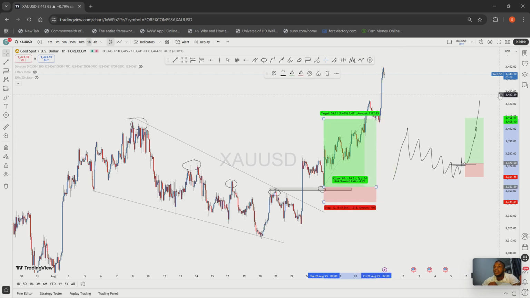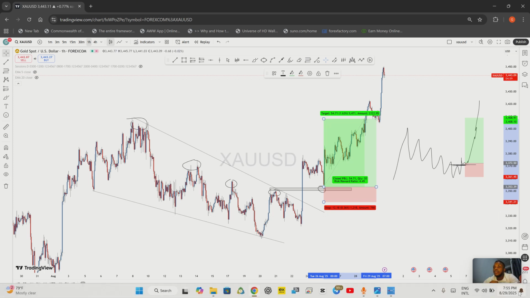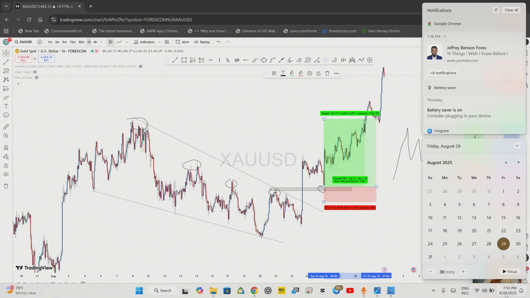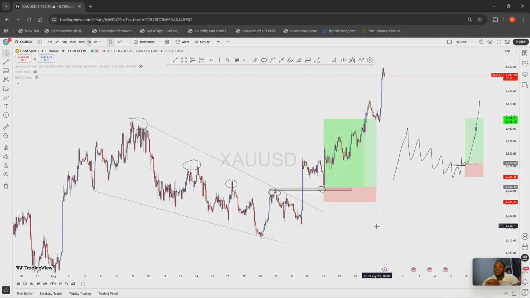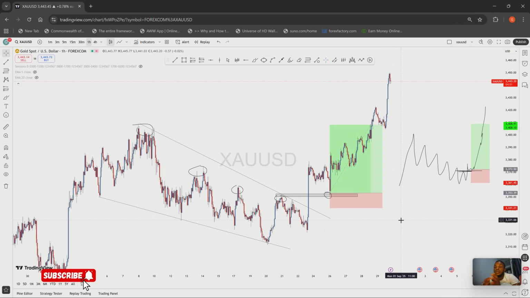Today is Friday. You see the timer is still running, five minutes to close the 1 hour chart. It's a live market, and today is Friday, the 29th day of August, and the market is about to close.